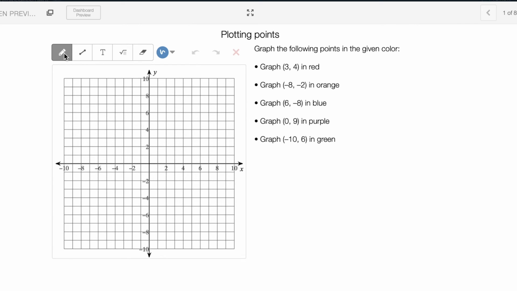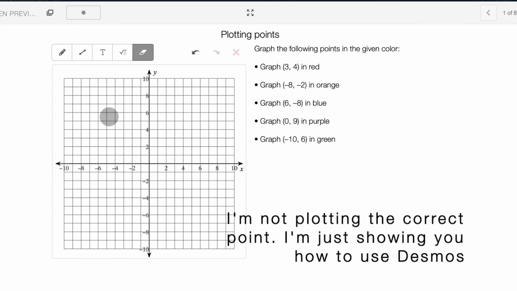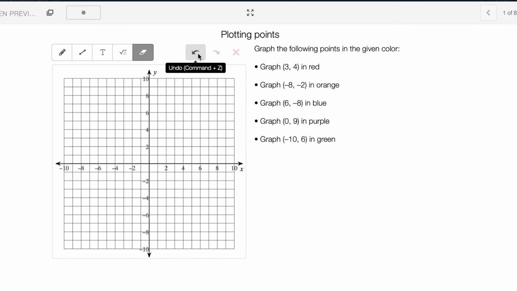Test your understanding on Desmos on the next slide. You're going to graph each of the following points in whatever the specified color is. You can change the color by clicking on the button on the far right and plot your points. If you make a mistake, you can use either the eraser or the undo arrow key.